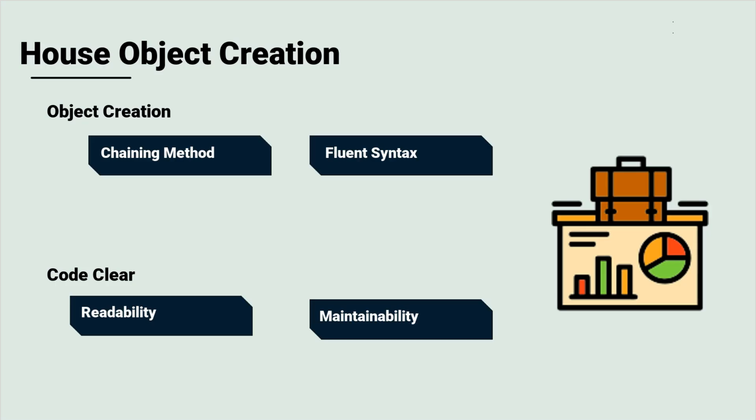In this section, we will explore how to create a house object using the house builder. Within the main class, we define the main method, which acts as the starting point for our application. We create a new instance of house by utilizing the house builder.